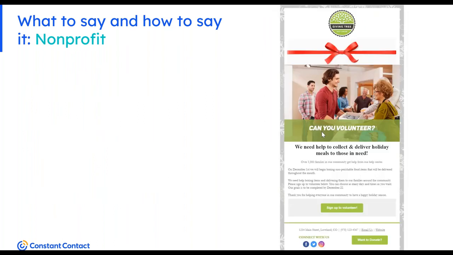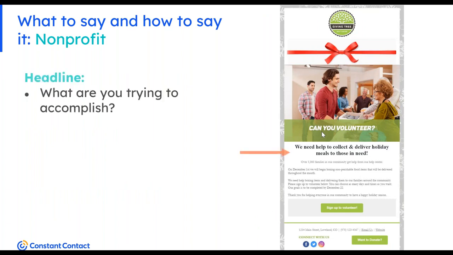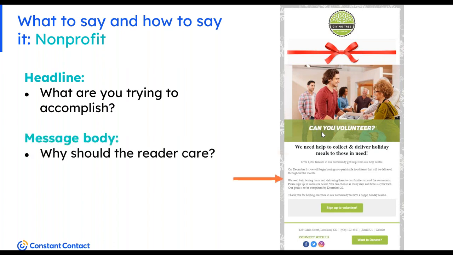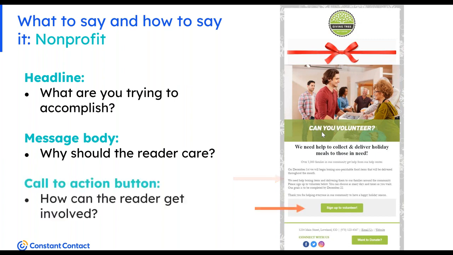Now, if you're a nonprofit or just want to send a non-promotional email, you'll ask yourself these questions. What are you wanting to accomplish? This will be the headline that leads them to your message body. In your message body, you have to answer the question, why should the reader care? This text should elaborate on the problem or topic and provide details to explain why they matter to your reader. You'll want to keep this to 3 to 5 sentences as well.